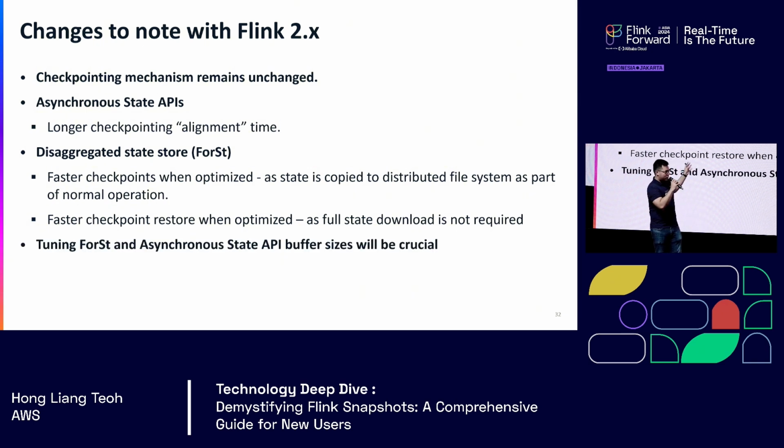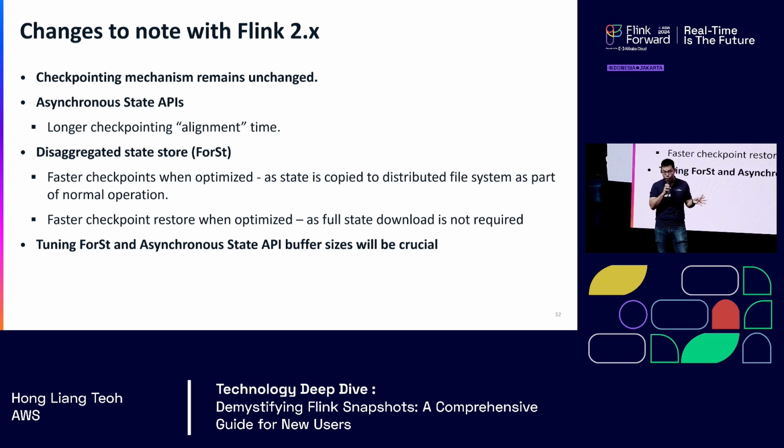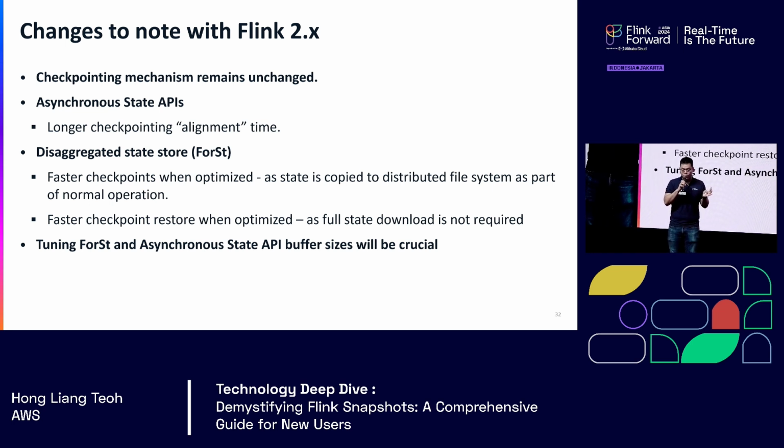So I guess what do we see from this? A high-level picture is that how you tune your job, how you tune your ForStDB, and how you tune your async state API buffer size will be very important, because that will impact how long your checkpoints take. So I guess when you run your job, you can play around. It's a new concept that we're playing around with in Flink. So you probably need to tune all of these things for your checkpoints to be successful and fast. Otherwise, you have some issues when you're trying to stop or update your job. So yeah, those are the changes. Happy to answer more questions later on as well.